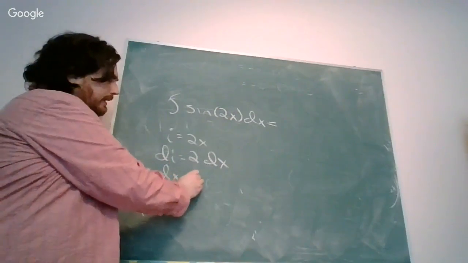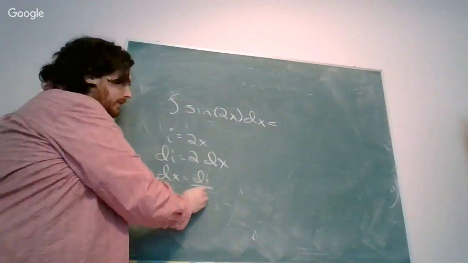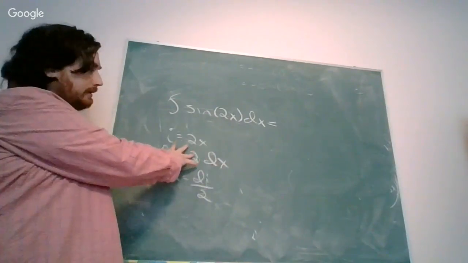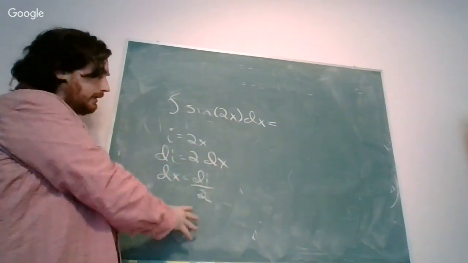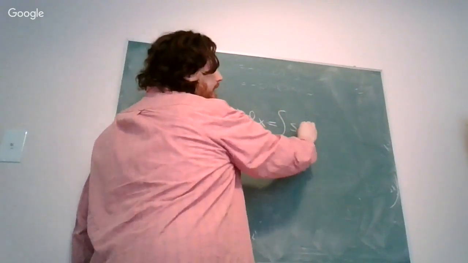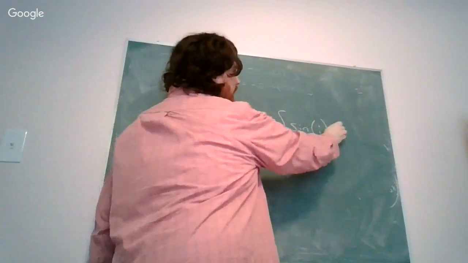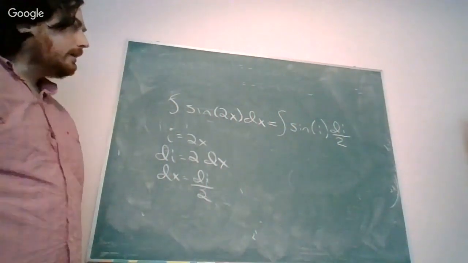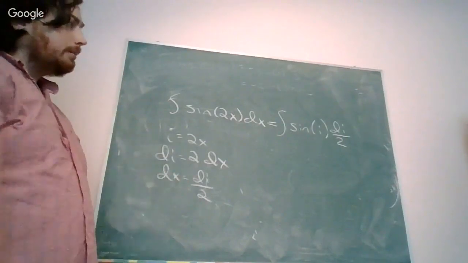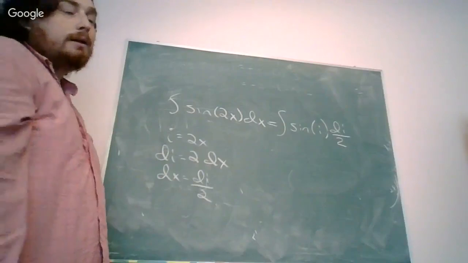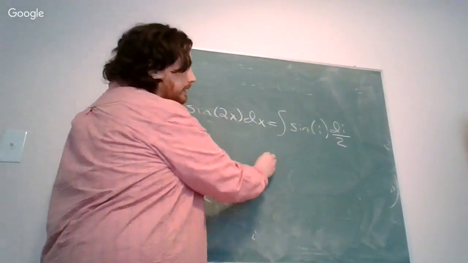And then I solve for dx, which is just di over 2. So following along the same process, I pick the inside function. di is 2 dx, dx is di over 2. So if I plug in, I get sine of i times di over 2. And now notice, as is supposed to happen, the x's are gone. We're just left with i's, so that now we can integrate because it's just an integral with i's.